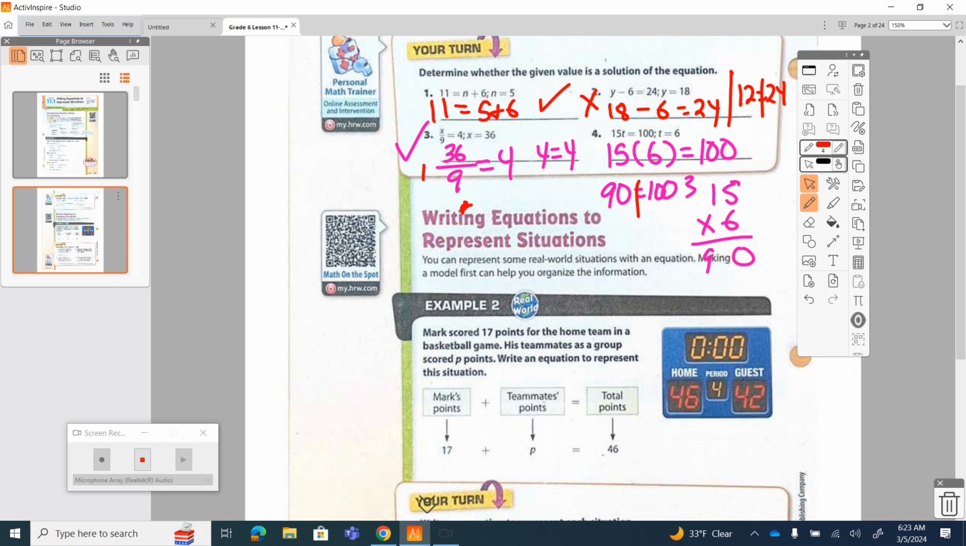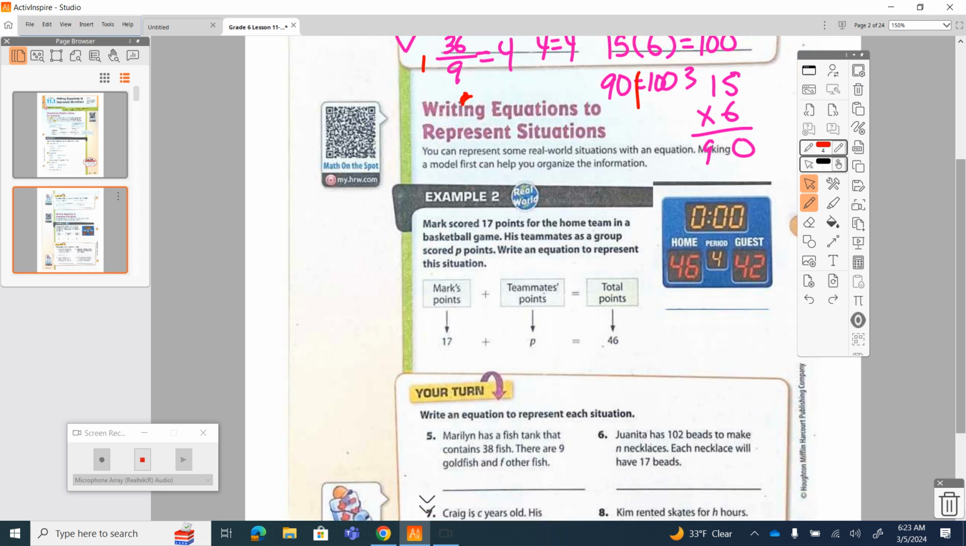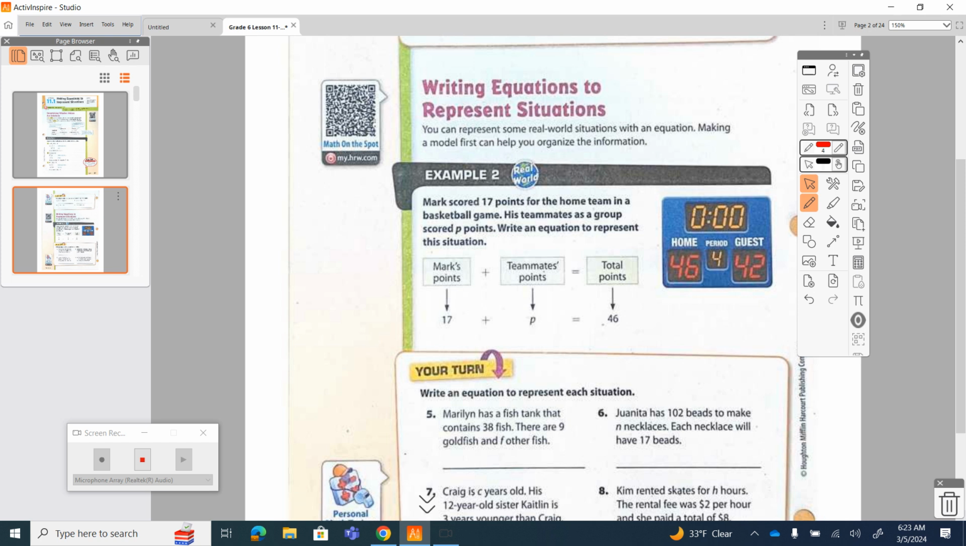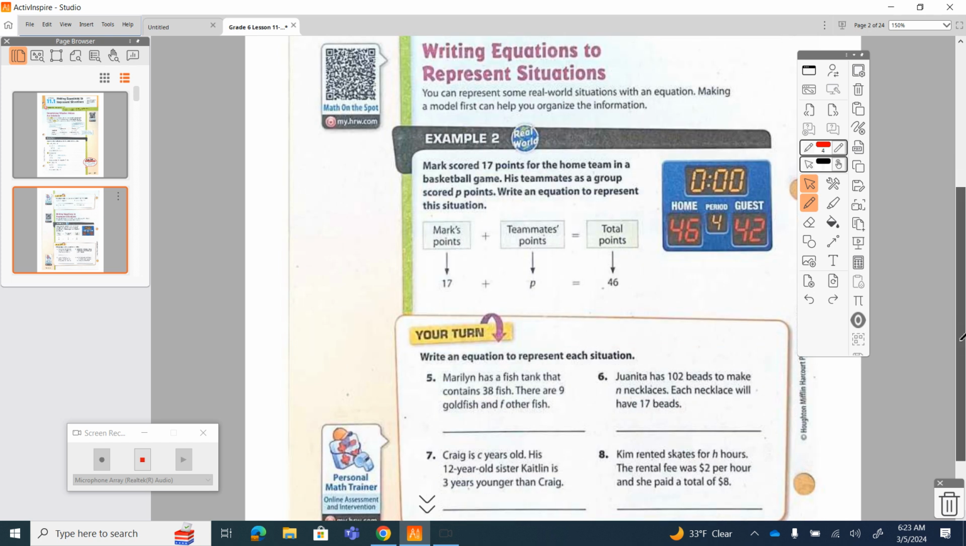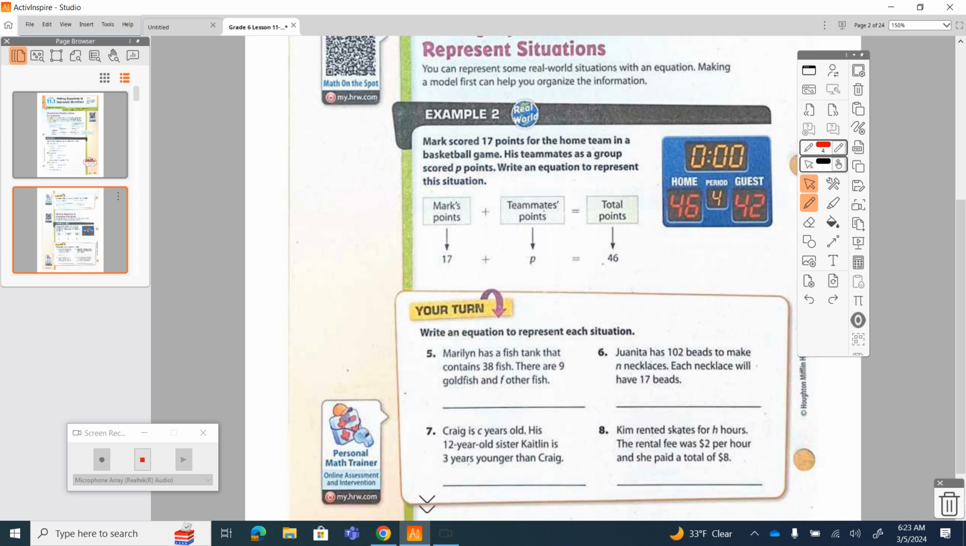Writing an equation to represent situations. Now we're going to take words and put them into equations. This is where we want to remember all of our words for what means addition, subtraction, multiplication, division. We did those in a prior video in Module 10, so if you need to go back and look at those, you can.